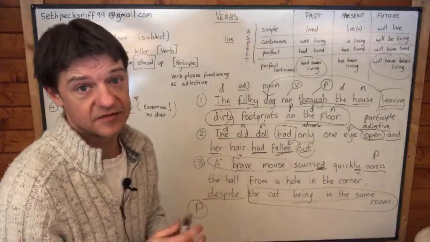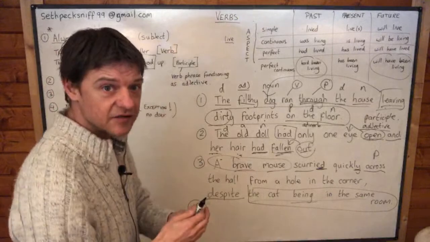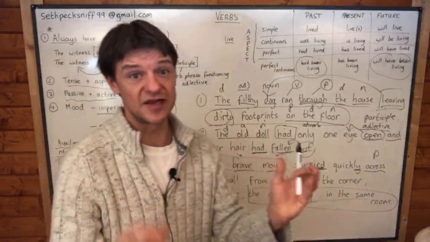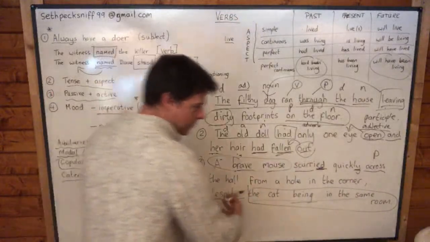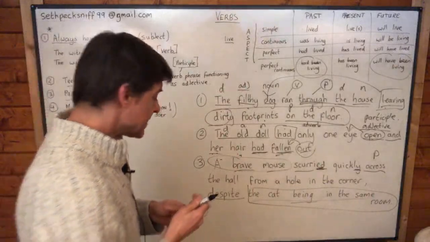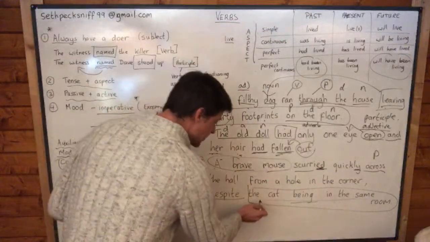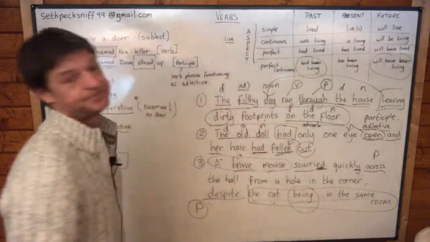Yeah, despite the cat being in the same room. So this is a preposition, and it's tricky to explain why, but really the main reason is it's always followed by a noun. But in this sentence, I must admit that that long phrase looks a little bit like a clause, and that would be tricky. So we've got preposition, and then we've got determiner, then we've got noun. So what the hell is this word being?